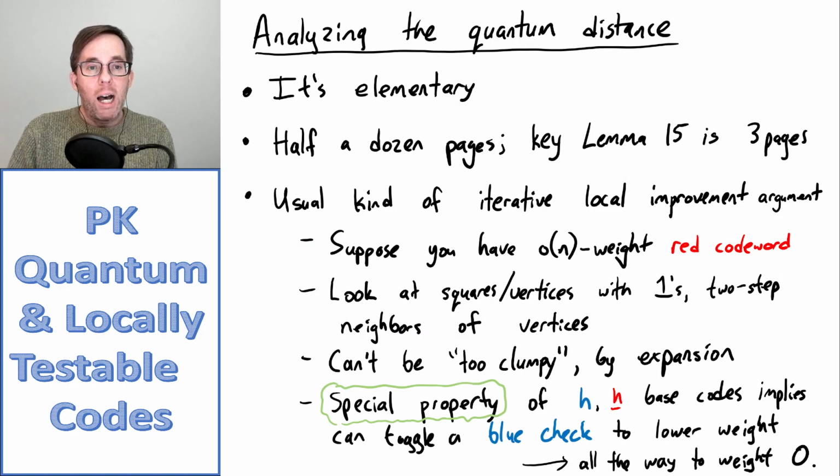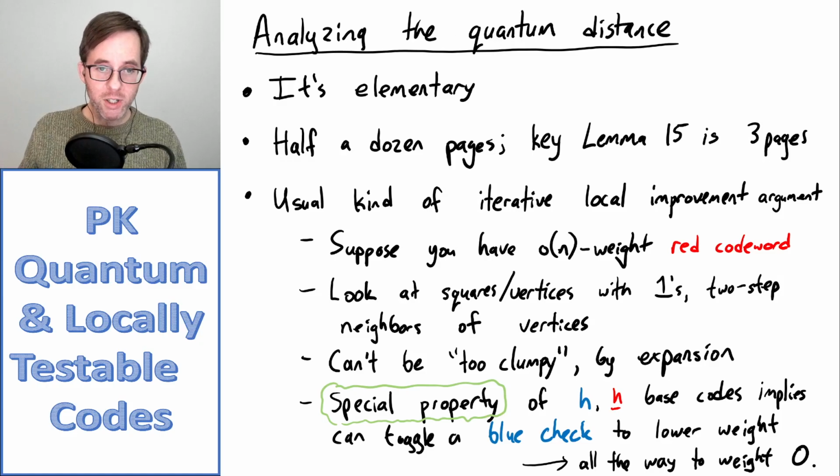Okay, so I'm not going to get into any proofs, but I'll just say some words about the proofs. The essential thing you have to prove is to analyze the distance, the quantum distance of this construction. Let me just say that it is elementary. There's no craziness used in the proof. It's combinatorics and stuff, like half a dozen pages.